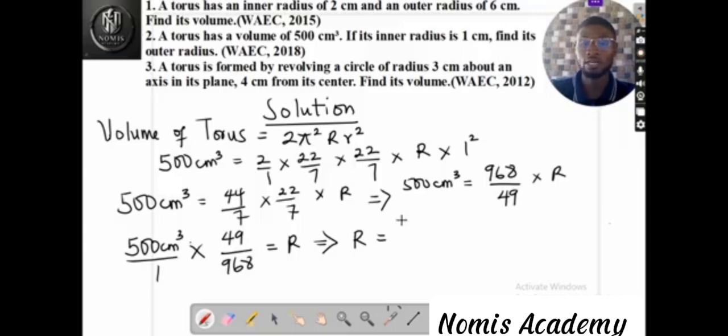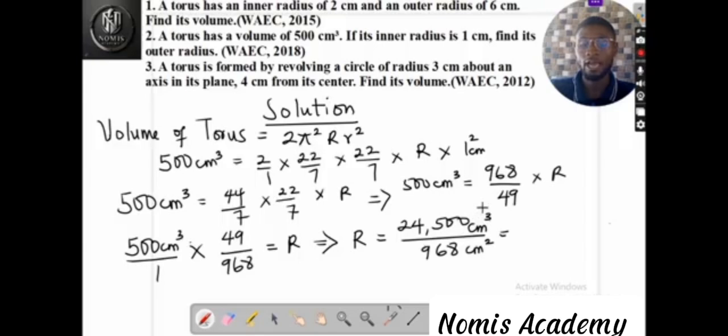So that is 24,500 divided by 968. So 24,500 centimeter cube. Remember, this must be stated. And then remember that we have a centimeter here, centimeter squared. So how did I arrive at centimeter squared? Remember that 1 squared is just not 1 squared, it's 1 centimeter squared. So centimeter squared is left at that side. So that centimeter squared still remains here.